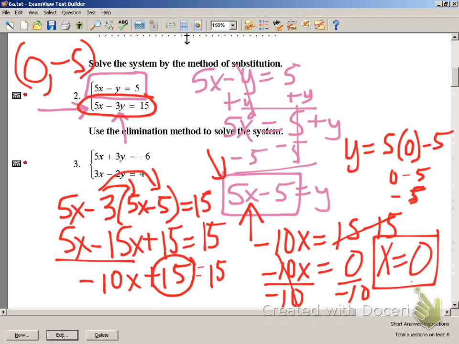Now, a way to check that, you could plug it back into both equations and it would have to satisfy both equations and make it true to know that all your computations were correct. All right, let's look at number 3.